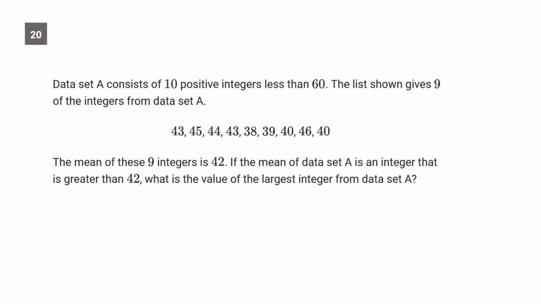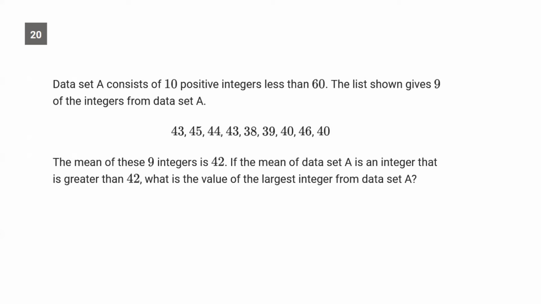Data set A consists of 10 positive integers less than 60. The list shown gives 9 of the integers from data set A. The mean of these 9 integers is 42. If the mean of data set A is an integer that is greater than 42, what is the value of the largest integer from data set A?